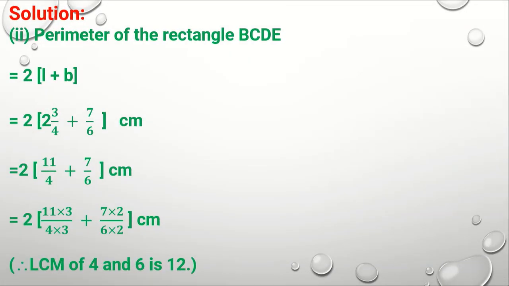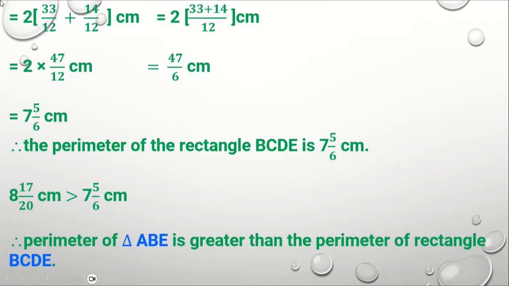Second, the perimeter of rectangle BCDE. So the formula is 2 times (L plus B). So 2 into (2 and 3 by 4 plus 7 upon 6). So we will first convert into simple fractions. So 11 upon 4 plus 7 upon 6. Then we will take the LCM of 4 and 6, that is 12. And then we will convert into equal denominators. And then we will get the perimeter as 7 and 5 upon 6.